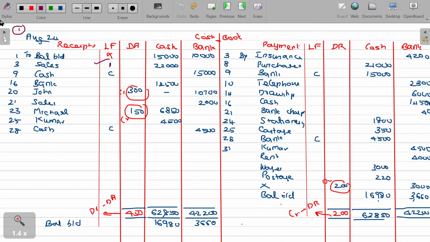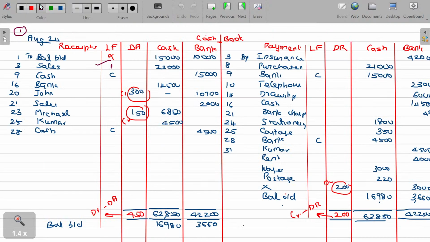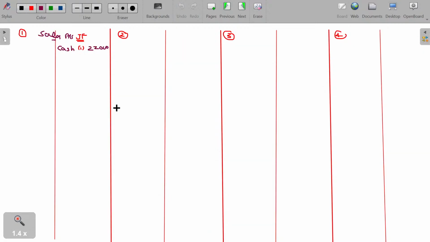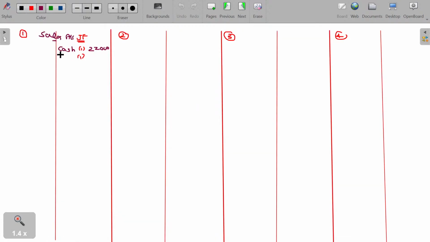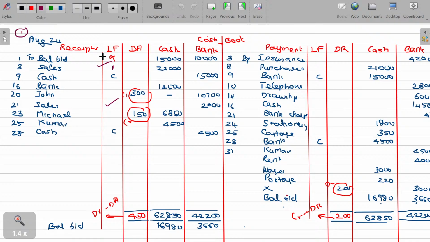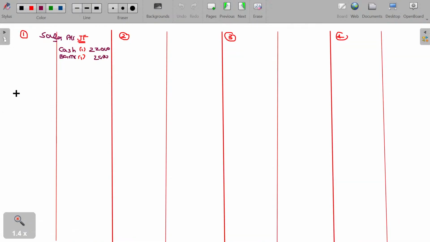Similarly, I am going to post all these things. Then I'll finish up the sales first of all. There is one more sale here. Page number 1, the value being how much? Oh, bank 2000. This is bank 2000. What more sales do we have? Only 2 sales. Sales over.